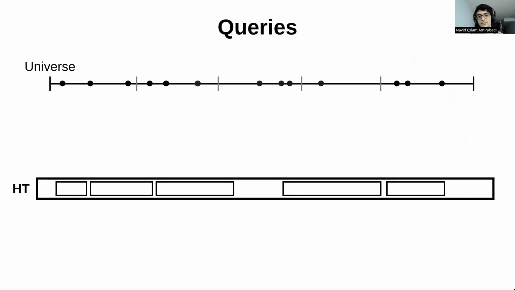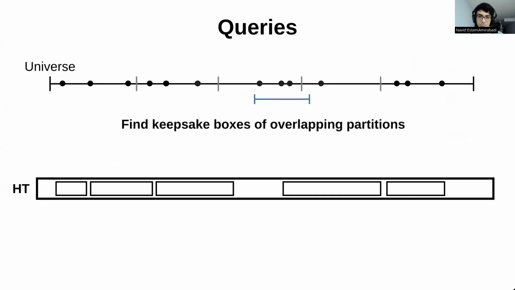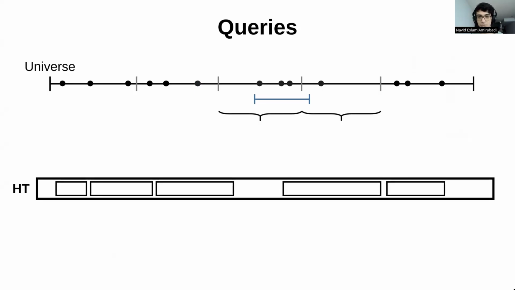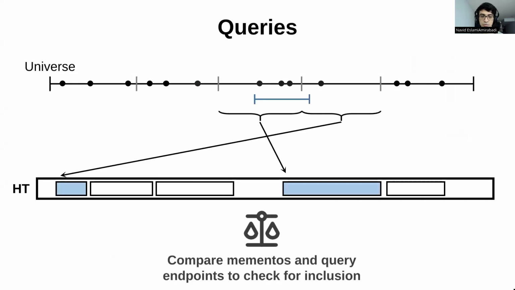Queries are also similar. So given a query, we know that a query can only intersect two partitions. And the idea is we're going to find the keepsake boxes of the overlapping partitions and consider their mementos in answering the query. So in this example, we have these two partitions right here. The Memento filter is going to hash these, and it's going to map them to these two blue keepsake boxes right here. And it's simply going to compare the mementos with the query endpoints to check for inclusion.